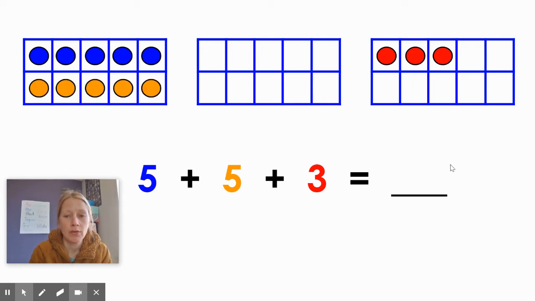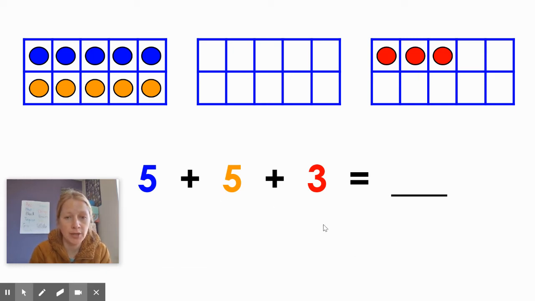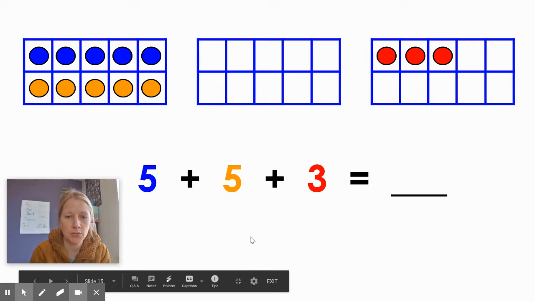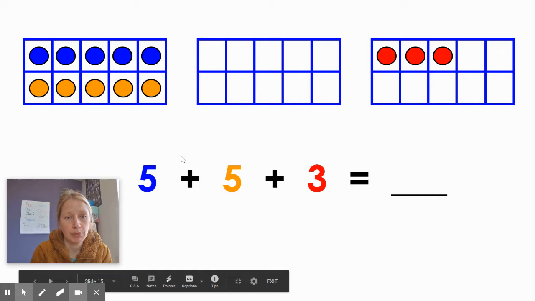Okay, so when we are trying to add our three numbers, the best thing to do is try to make 10, right? Try to find the two numbers that you can use to make 10. And this one's kind of easy because we already know our doubles fact. And one of our doubles facts is 5 plus 5, right? So these two numbers I can put together to make one group of 10.